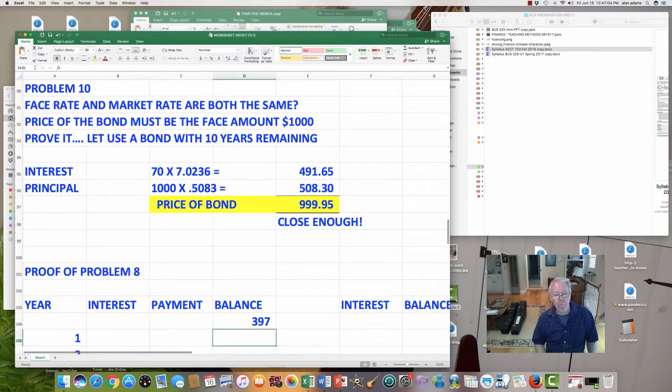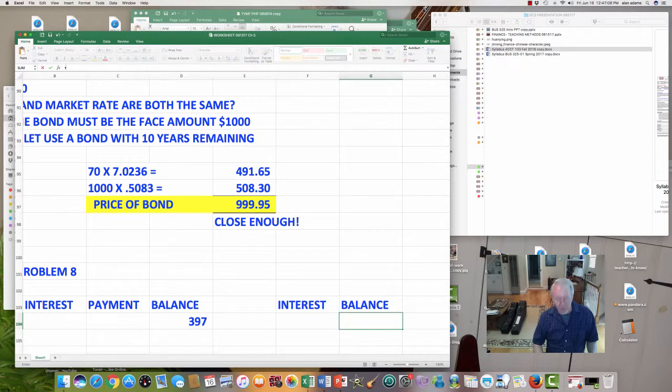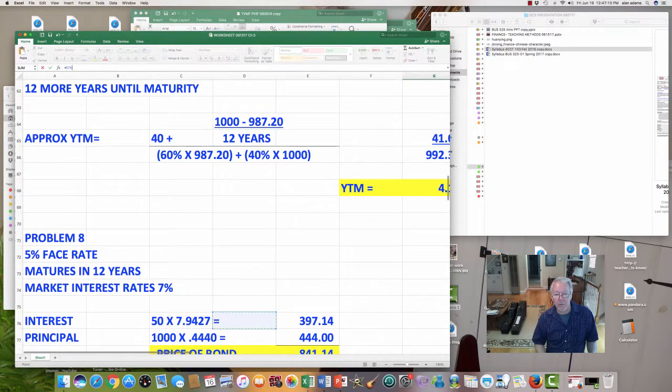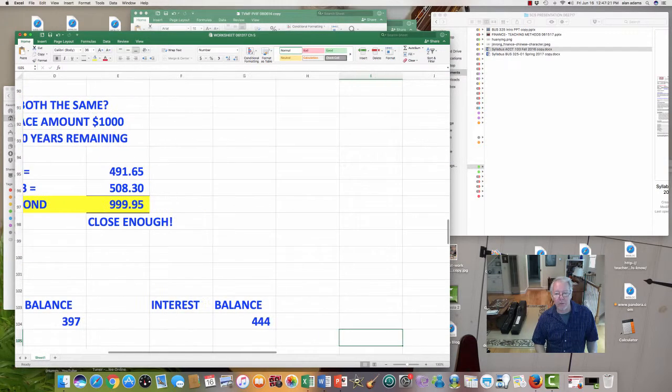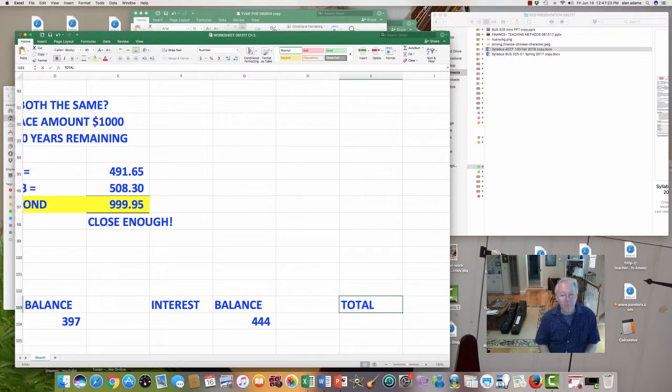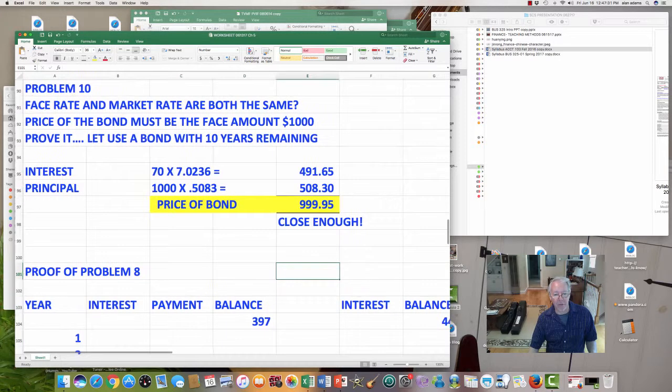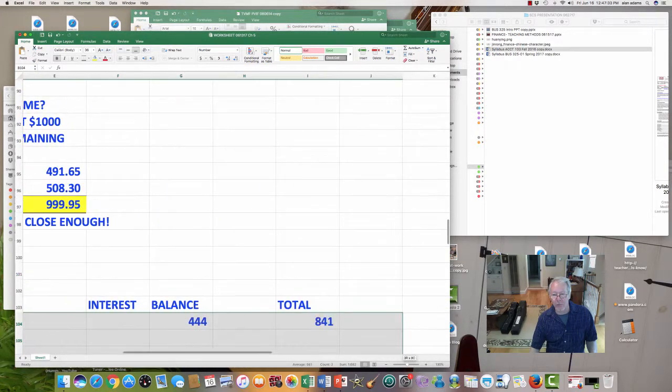Okay? I believe that the present value of my principal is $444, okay? And the present value in total will be the sum of those two numbers, okay? And now I'm going to put pennies on everything, okay? So give me one moment to do that.